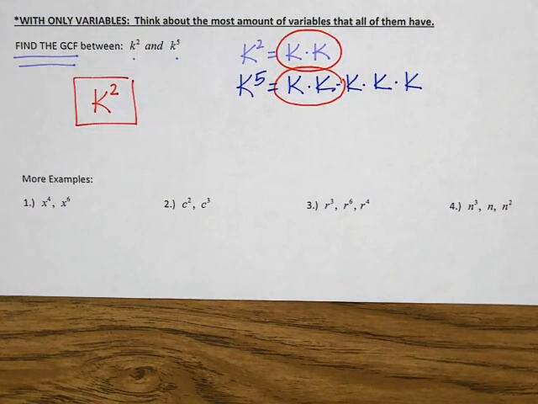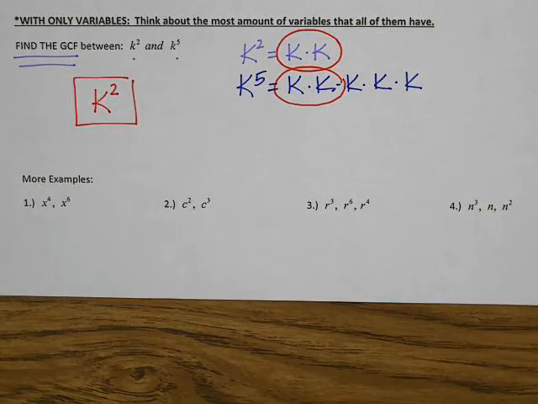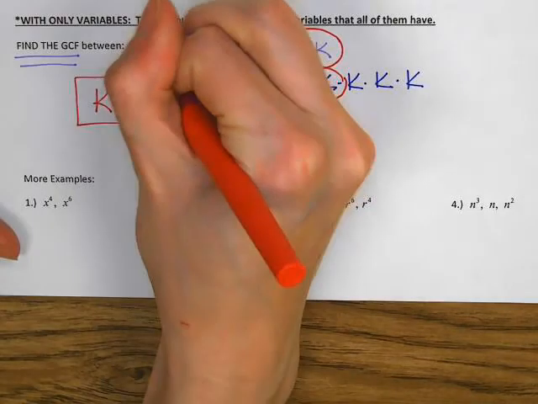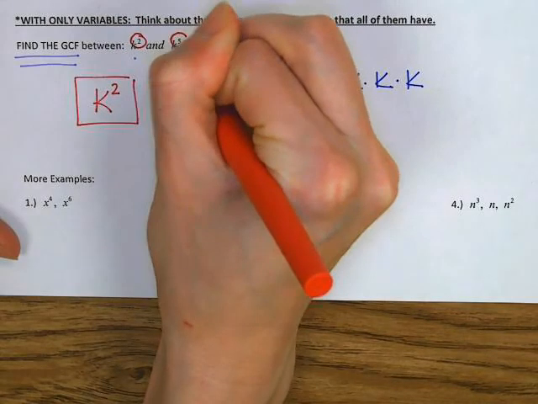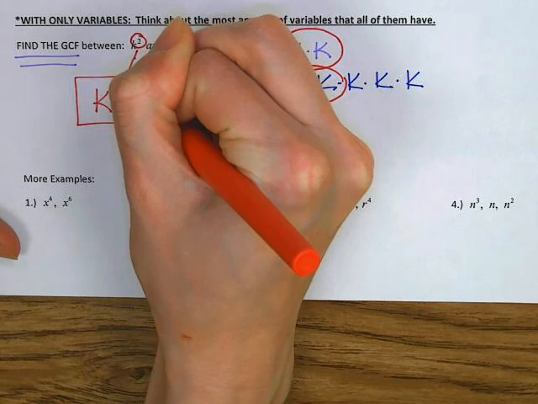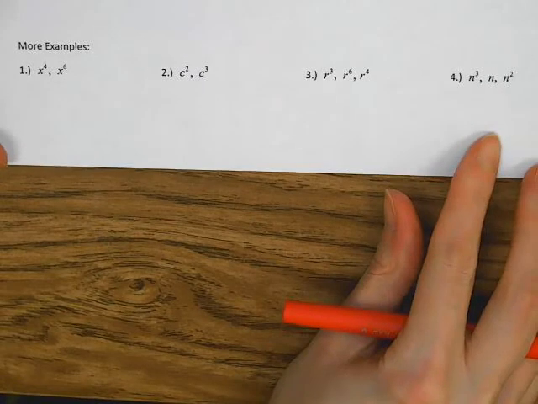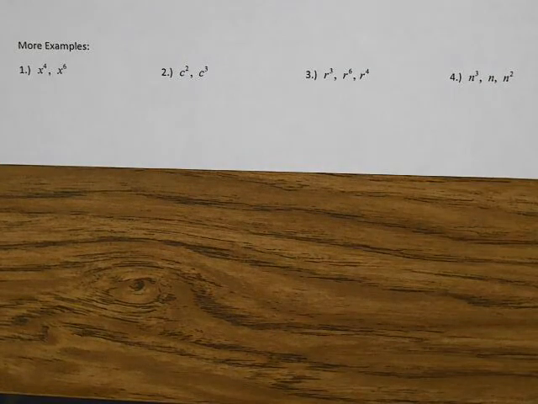Now there's a trick. There's a shortcut to this one. When you're doing variables, the shortcut is if you look at all the powers, it's always the smallest one. Okay, that's the shortcut. So number 1, let's do it the long way and the short way.